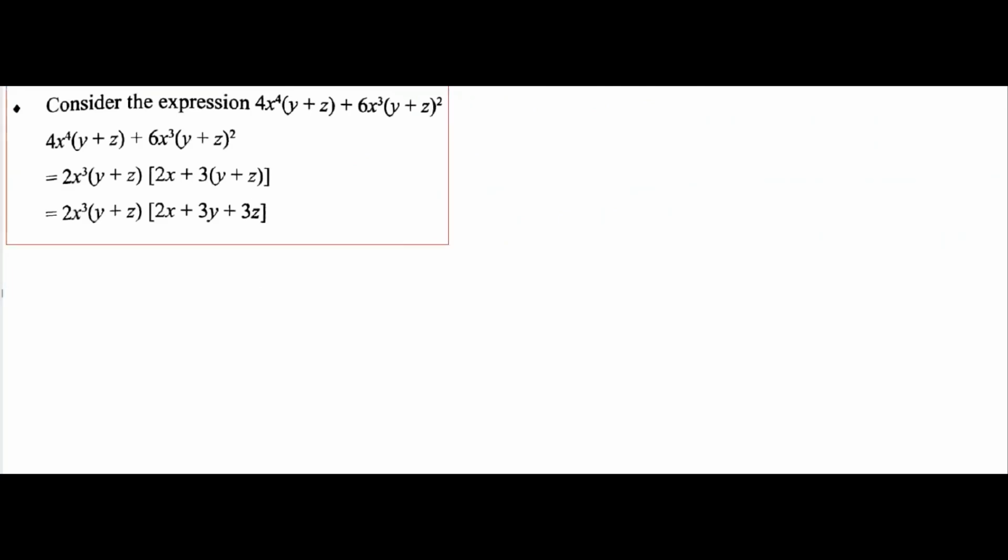Okay, so let me have it here. Here you can see that what is common over here is y plus z. Here y plus z is common. Here, one y plus z is common. So this I have taken common.